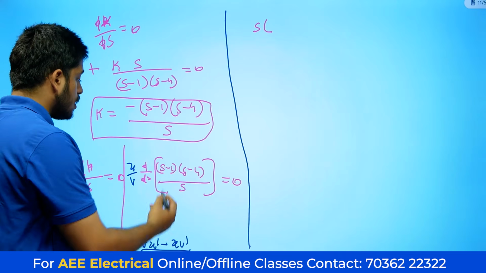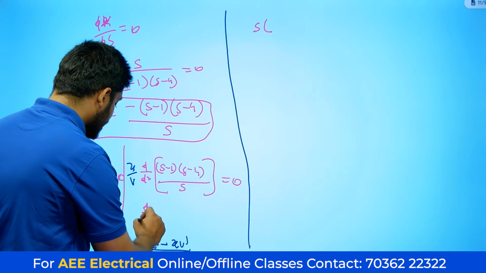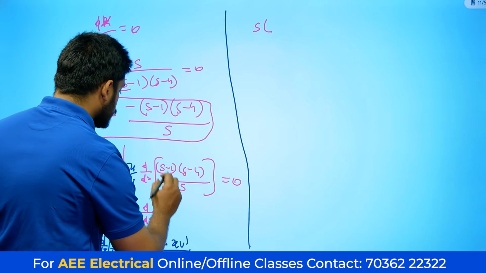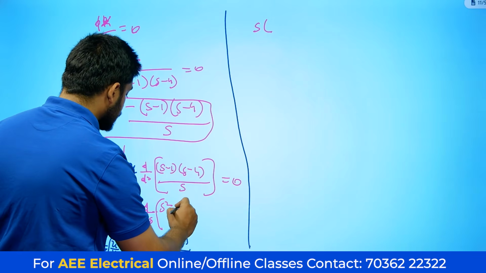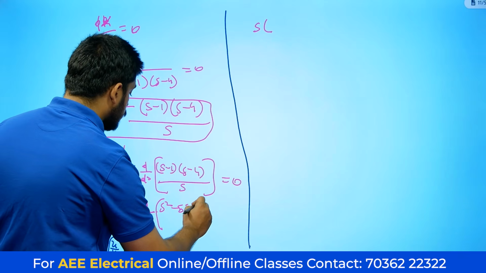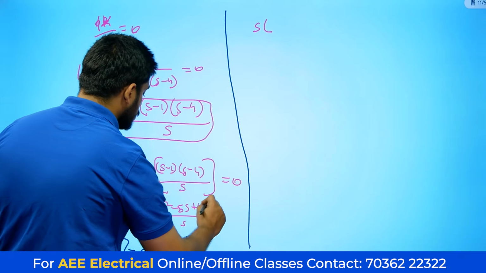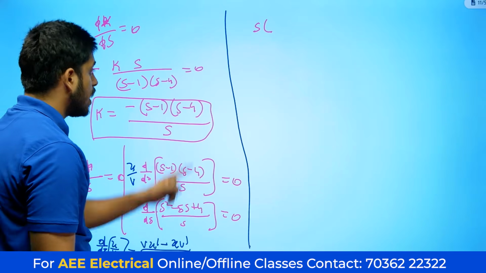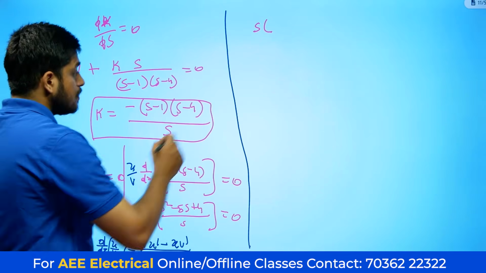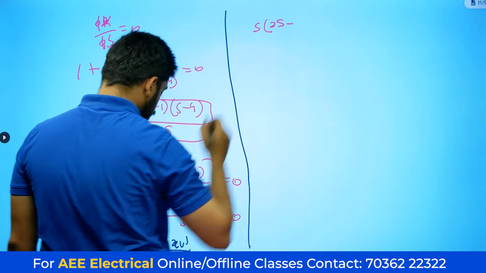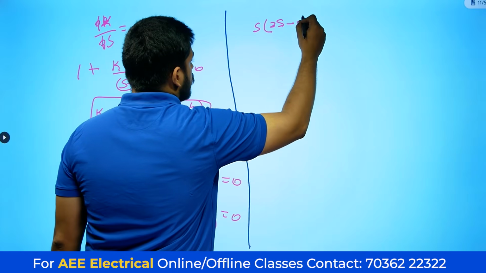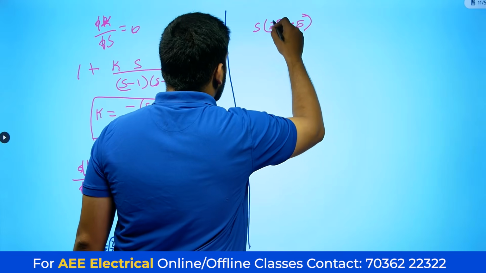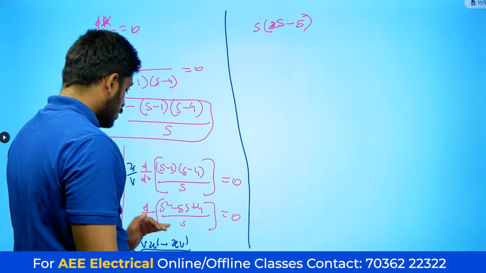So what is the differentiation? We'll resolve it step by step, d by ds of the simplified equation, s square minus 4s minus 5s plus 4 by s is equal to 0. So let us differentiate from this point. s is the v, and u dash is 2s minus 5, the differentiation of s square minus 5s. Next, after this 2s minus 5, u v dash.